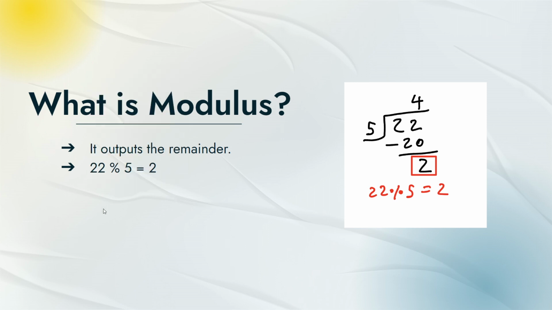Think about it this way. 22 divided by 5 cannot be divided evenly. It will be a decimal value. But back when we were in second grade, we did long division. So we did this method. 22 divided by 5, 5 goes into 22 4 times. You subtract 20, and the remainder is 2. Basically, 22 modulus 5 is equal to 2. So it is basically the remainder of 22 divided by 5.